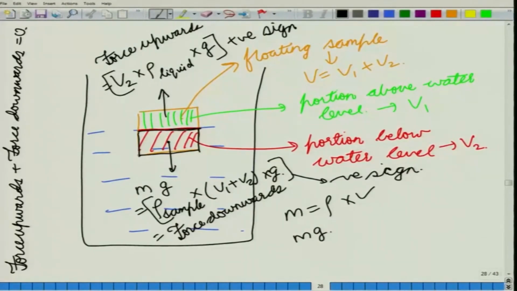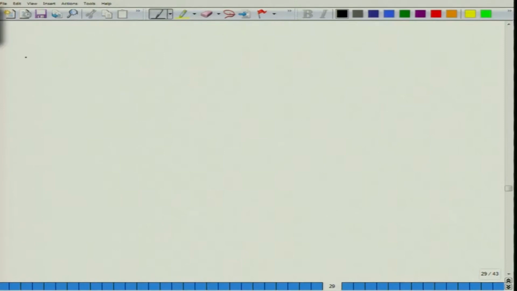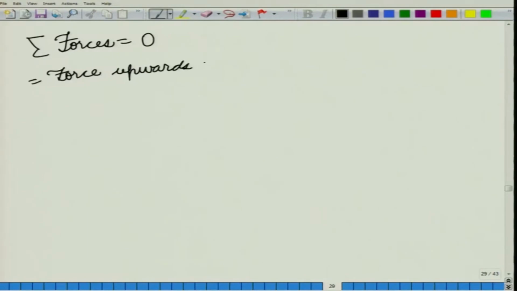So, once we have that, let us write the equation again. The sum total of forces, because this body is continuing to be at the same position, it is neither going up nor down. So, all the forces in these directions have cancelled each other. So, the sum of forces is equal to 0, which gives us that the force upwards plus the force downwards is equal to 0.